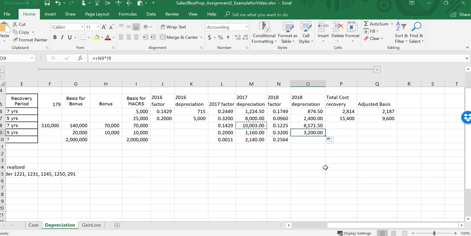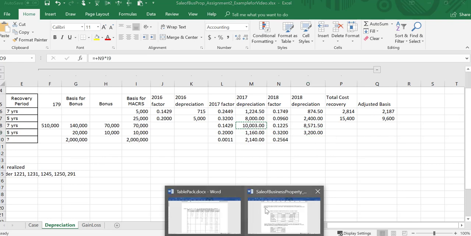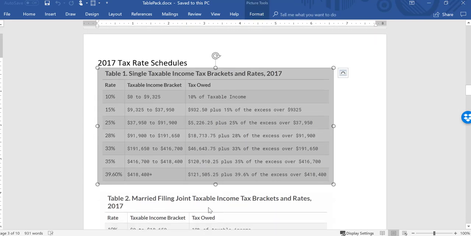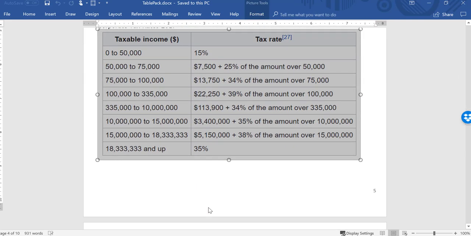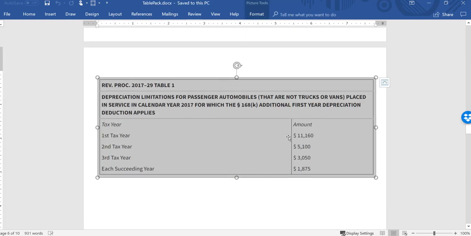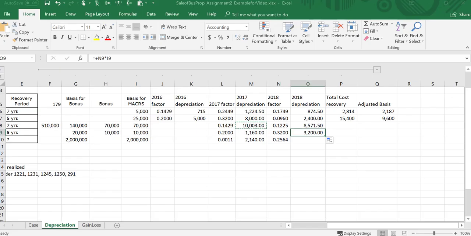And note that depreciation in year 2 is $3,200. Let's make sure that isn't more than the limit for the amount we're eligible to take. In year 2, it's $5,100. As a result, we do not go past the limit. We will take all $3,200 of depreciation.